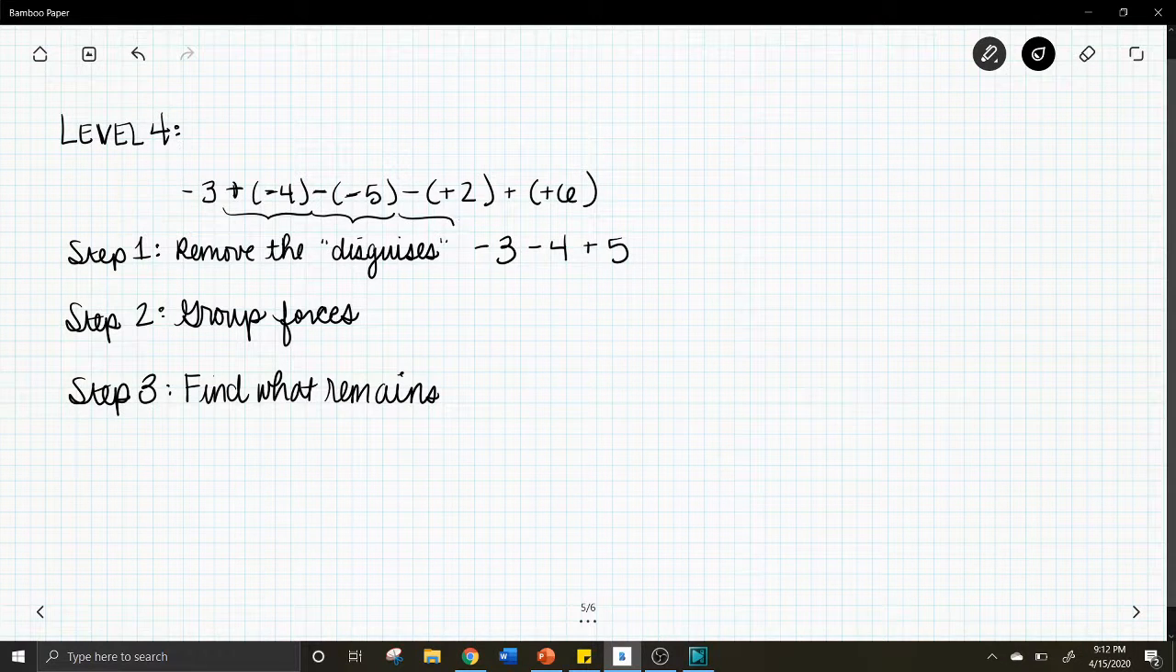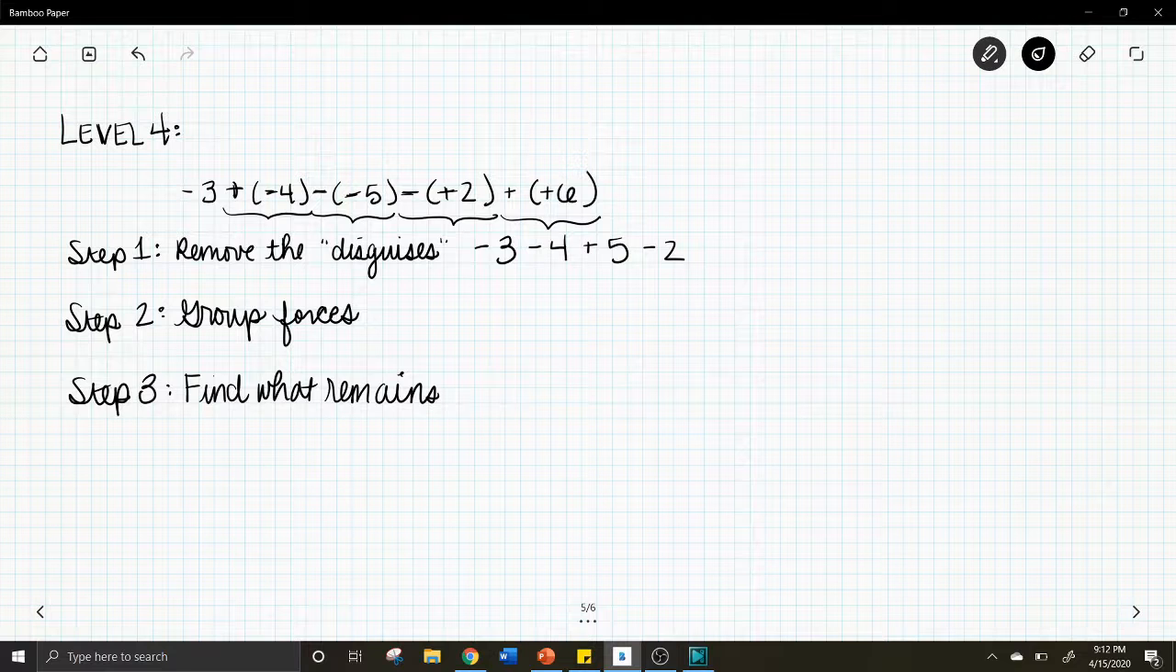All right, next we have a negative and a +2. So that's two signs that are opposite, so it's going to become negative. And then we have a +6. So whenever two signs are the same, it's going to have a positive charge. So that was removing the disguises.